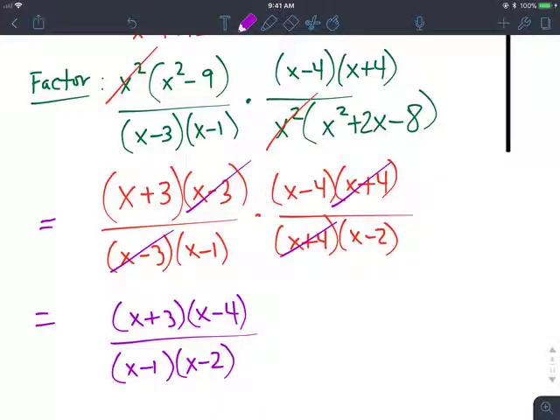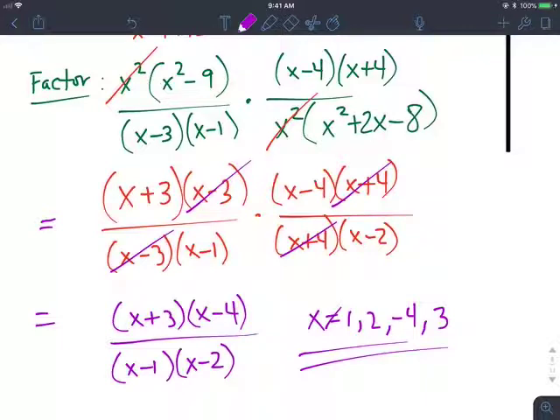The last part said state where it's undefined. What'd you put? 1 and 2. That's not it. 1 and 2 is part of it. Negative 4, positive 3. You got it.